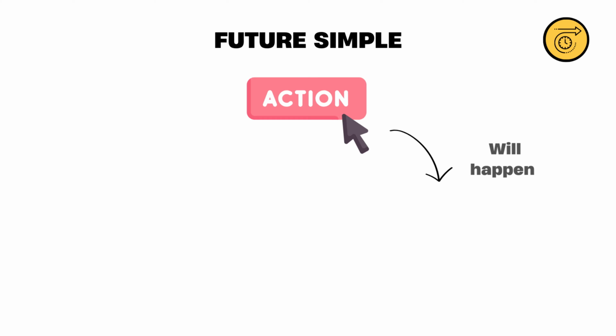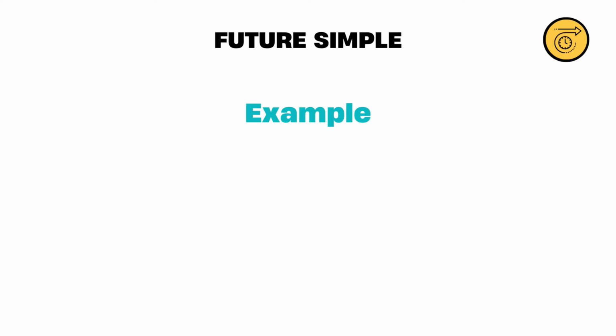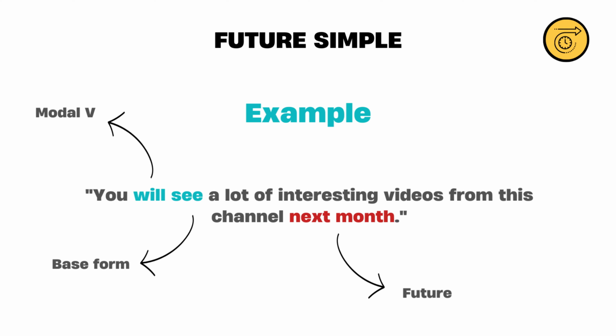Future simple is used to describe actions that will happen in the future. It is formed using the modal verb will, plus the base form of the main verb. Example: you will see a lot of interesting videos from this channel next month.